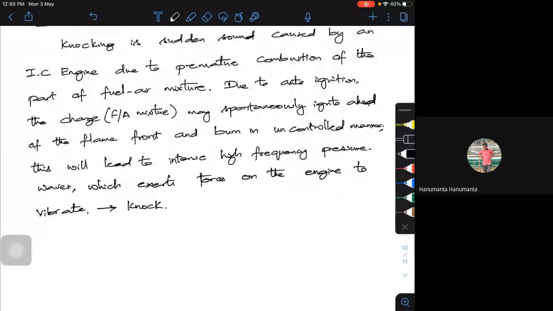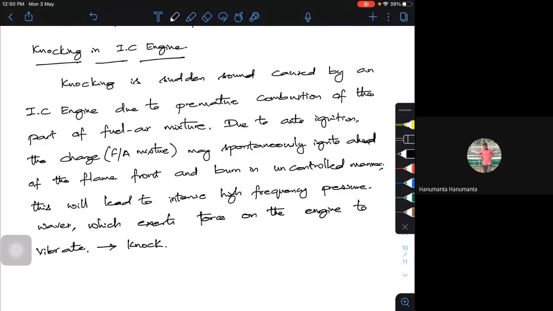In a CI engine, instead of auto ignition, this may be because of the high compression ratio. In a CI engine, auto ignition has to take place, but the auto ignition will take place much earlier compared to the point of its ignition. So the process of knocking in an IC engine, CI engine or SI engine is almost the same. The only thing is here it is mainly because of the auto ignition before the spark plug, the ignition takes place. But in the case of a CI engine, even though it is an auto ignition, the auto ignition will be much earlier than it was supposed to be.